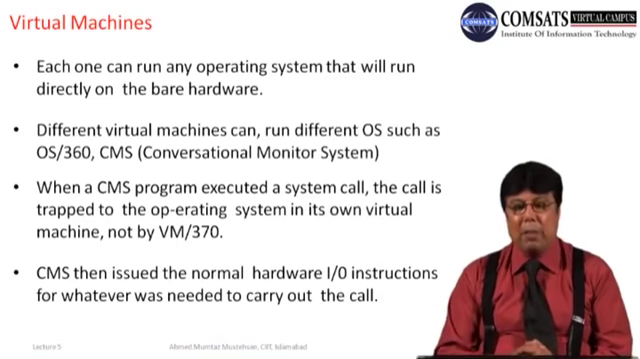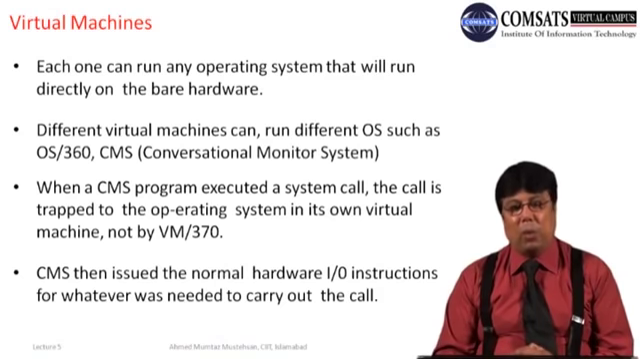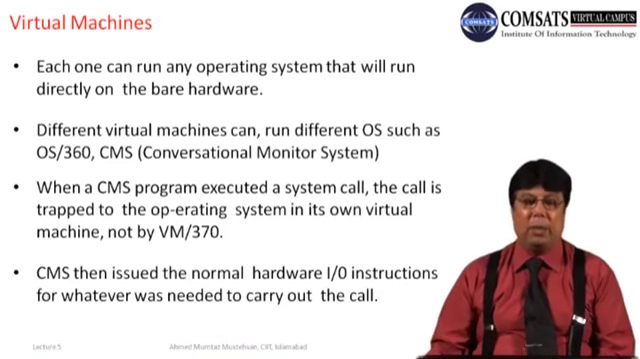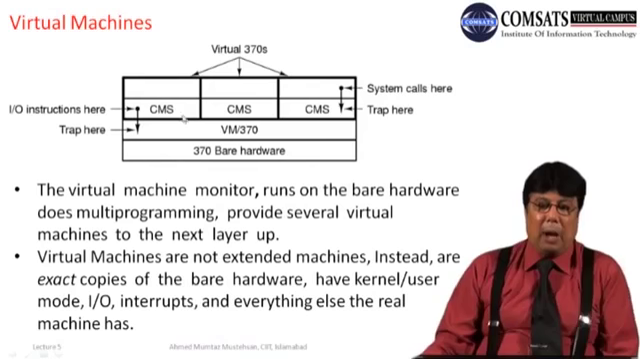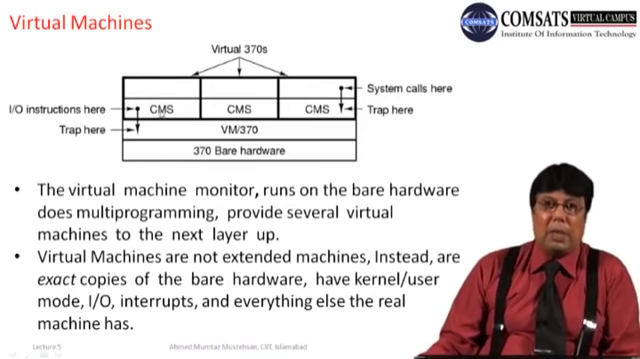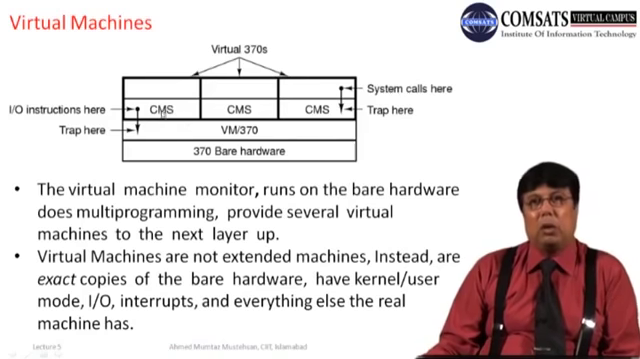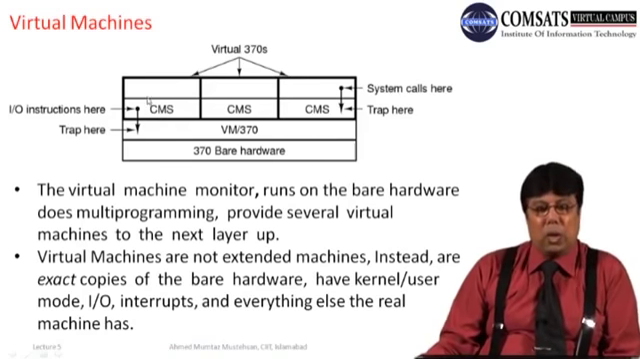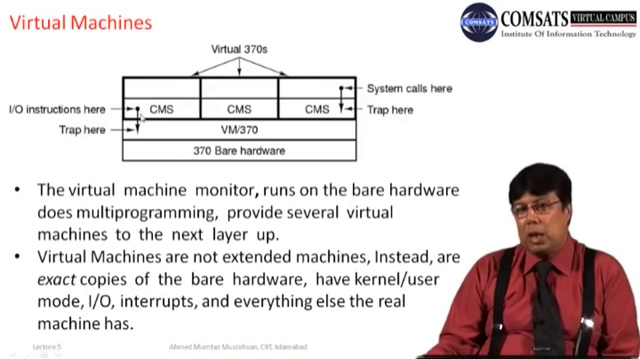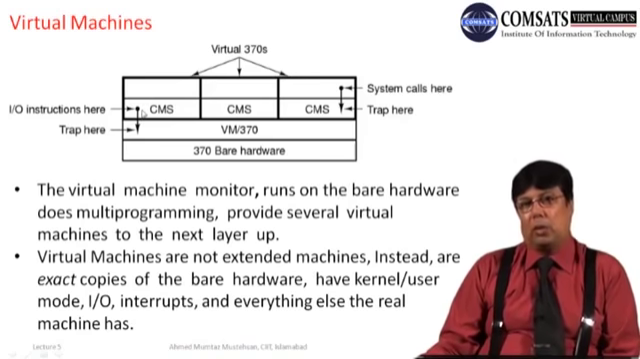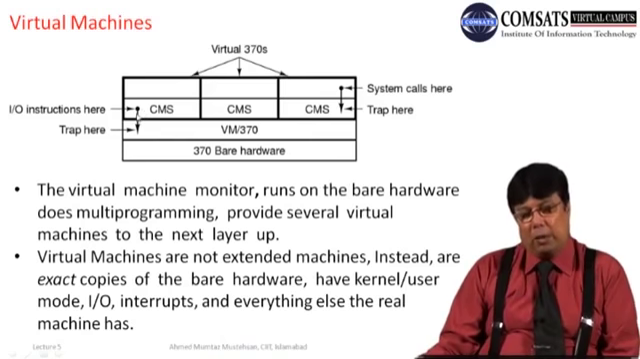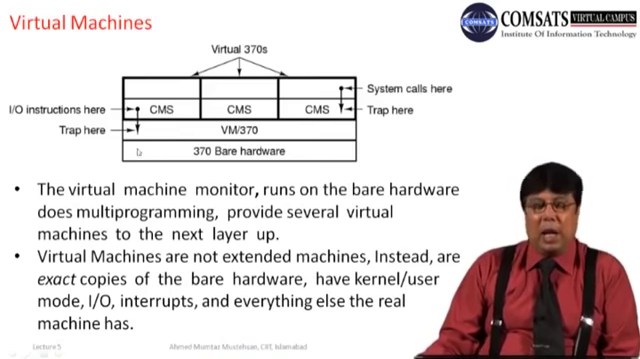So when a CMS program executes a system call, the call is handled by the operating system in its own virtual machine, not by the VM370. अब यहाँ पर अगर कोई सिस्टम कॉल CMS ने की है तो नॉर्मली क्या होता है, जब ऑपरेटिंग सिस्टम में कोई सिस्टम कॉल होती है तो यूजर मोड से कर्नल मोड में ट्रैप हो जाती है और वो कर्नल उसको ट्रैप कर लेता है और फिर वो हार्डवेयर के साथ कम्युनिकेट करता है.